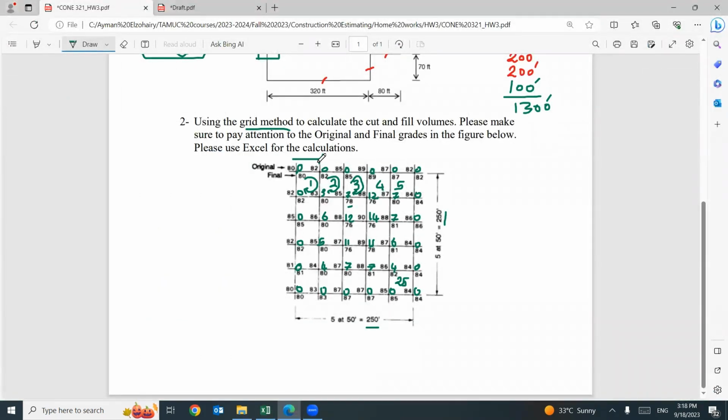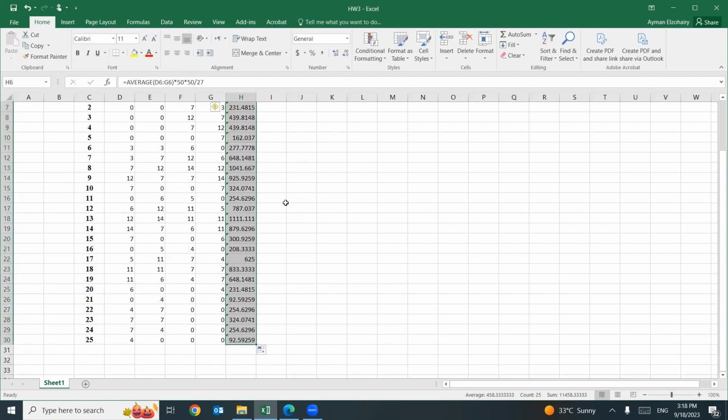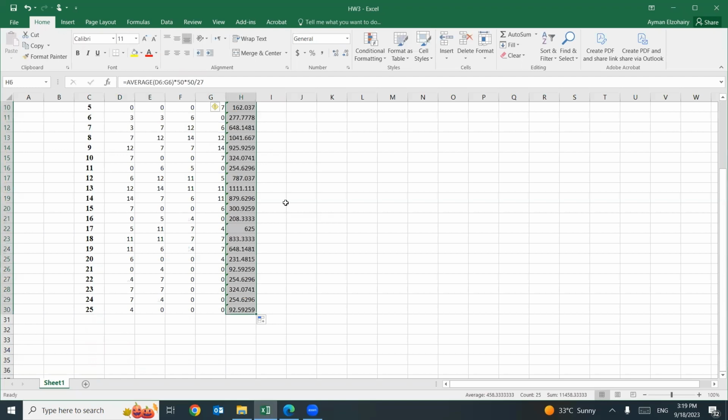As you know, this distance is 50 feet and this distance is 50 feet. So the area of each cell is 50 by 50. And the number that you will get will be in cubic feet. If you divide the number by 27, that means the final answer will be in bank cubic yard. I will repeat this calculation for every cell. So by clicking this corner, I can get the volume that needed to be excavated for each cell.